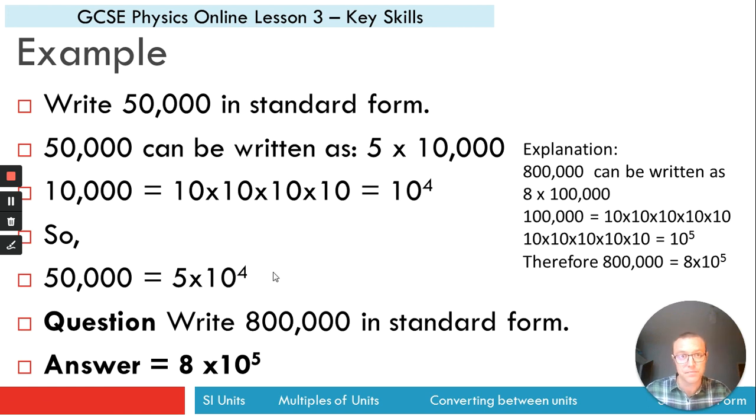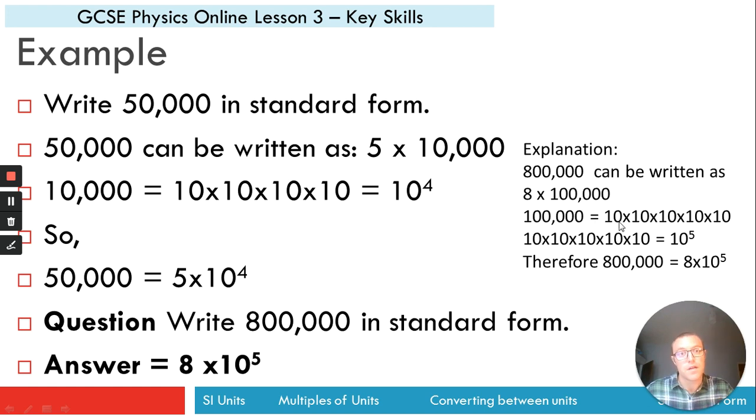Very well done. Explanation. 800,000 can be written as 8 times 100,000. 8 times 100,000 is going to be 800,000. This makes sense. This is our number between 1 and 10 and our power of 10.